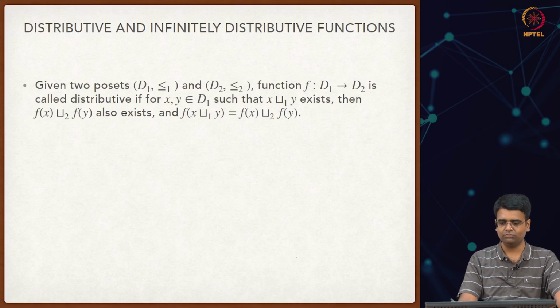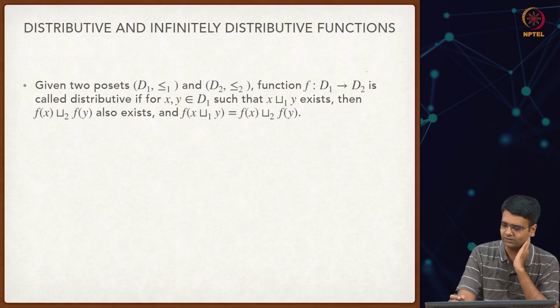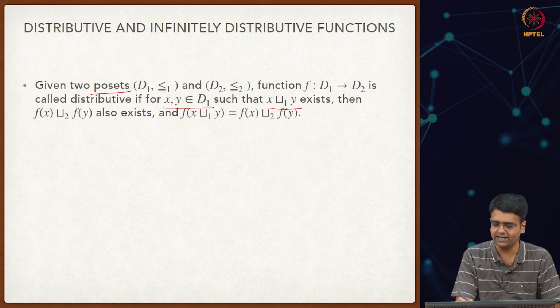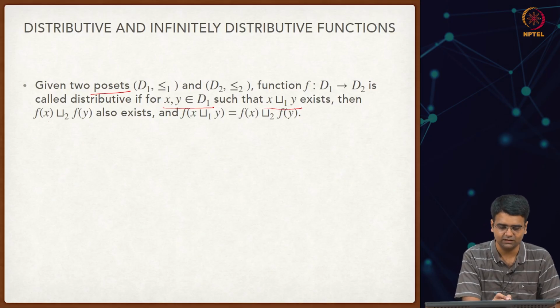So we'll go back to lattice theory. This is the lattice theoretic definition of a distributive function. If you have two posets d1 and d2 and a function f from d1 to d2, then we say that this function f is distributive if you take any two elements x and y of d1 such that their join exists. Remember, this is just a poset, so the join may or may not exist. But if x join y exists in the lattice d1, then fx join fy in the poset d2 is also guaranteed to exist.